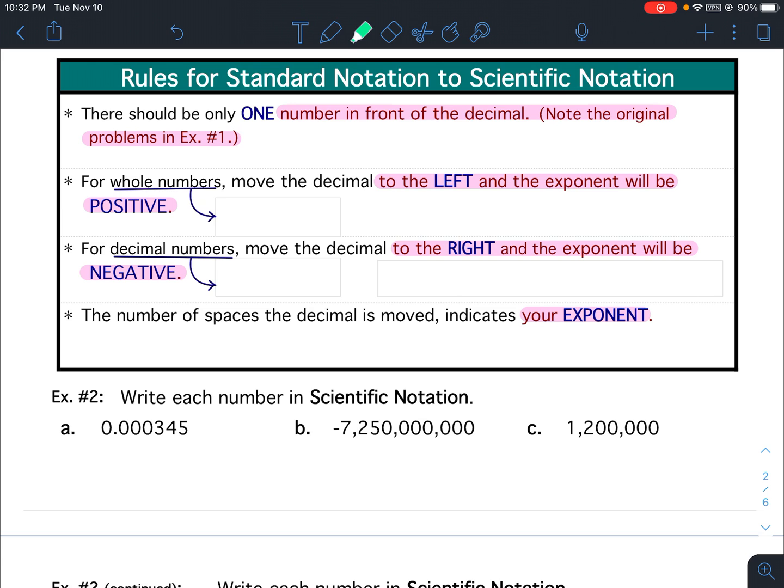pink is not on your notes, so you need to write that down. So again, what I have highlighted in pink, you need to write down. Pause your video and do that now.